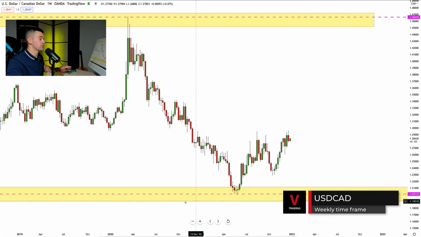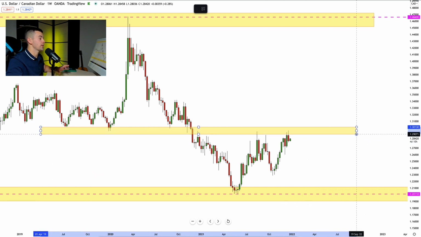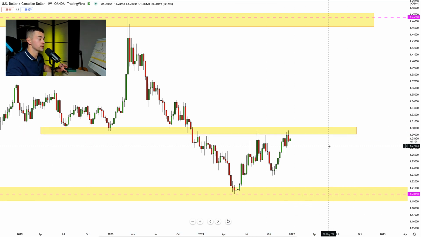Opening a weekly time frame, you can see that here the market is approaching a very peculiar structure resistance. You can see that here on the left we have a very strong horizontal structure resistance area, and for now you can see that the market perfectly respects that.